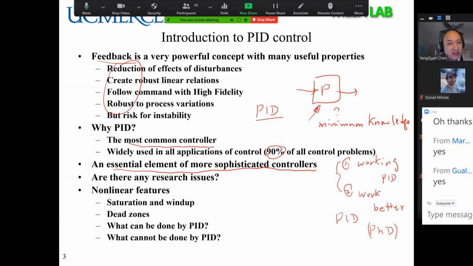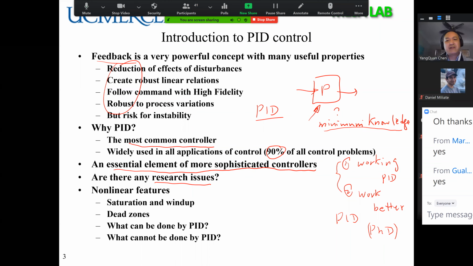So is there anything not decided? It's called research issues. The answer is yes. There are a huge amount of issues left for us to study. Okay, so I said I use minimum knowledge. What if I have quite a lot of knowledge about the plant and how I can design PID? What's the answer? That depends on what knowledge you have. So you have different types of knowledge. Then you have different types of strategies. So there are a lot of research issues. And in fact, there are dedicated international conferences on PID research.